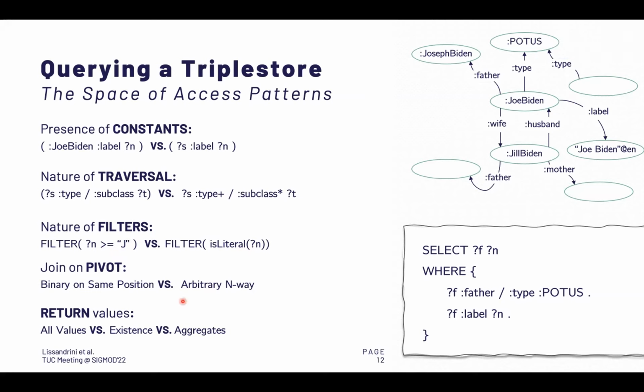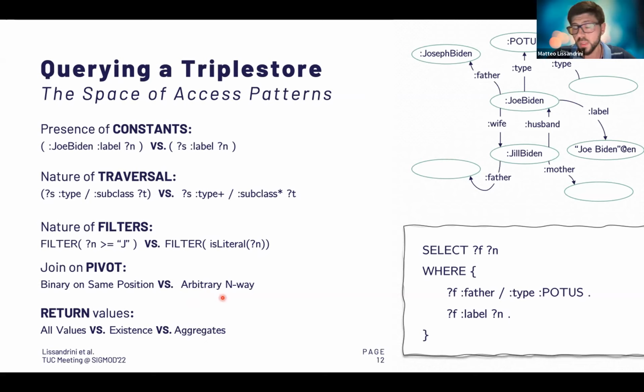Then further, when we look at the structure of the graph pattern itself that we are specifying, we can look at the pivot, so how things are connected together. And of course, we could look at binary joins on the same position. In this case, they could be optimized by some materialized view, for instance, or arbitrary n-way joins, for which we have seen the worst-case optimal join can also exploit specific kinds of indexes that ensure that our join has a bounded computation.